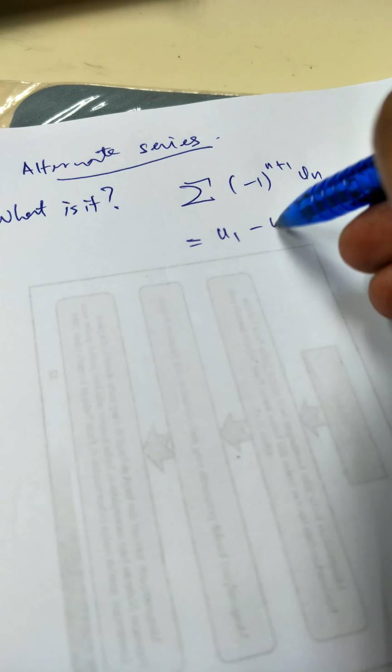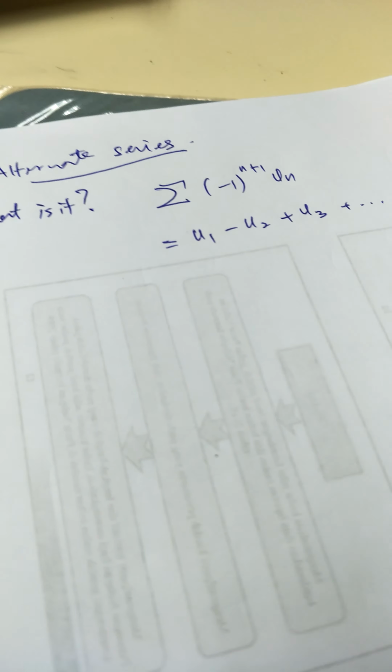So what is an alternating series? We define the alternating series as a series that looks like the sum of (-1)^(n+1) u_n. If you list it down, when n equals 1 you have u1 minus u2 plus u3 and so on. It's plus, minus, plus, minus, so that's why we call it an alternating series.